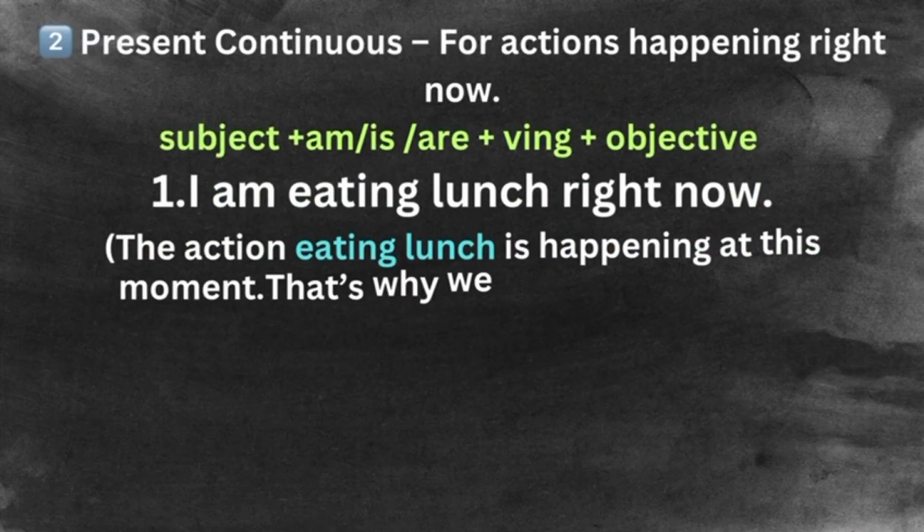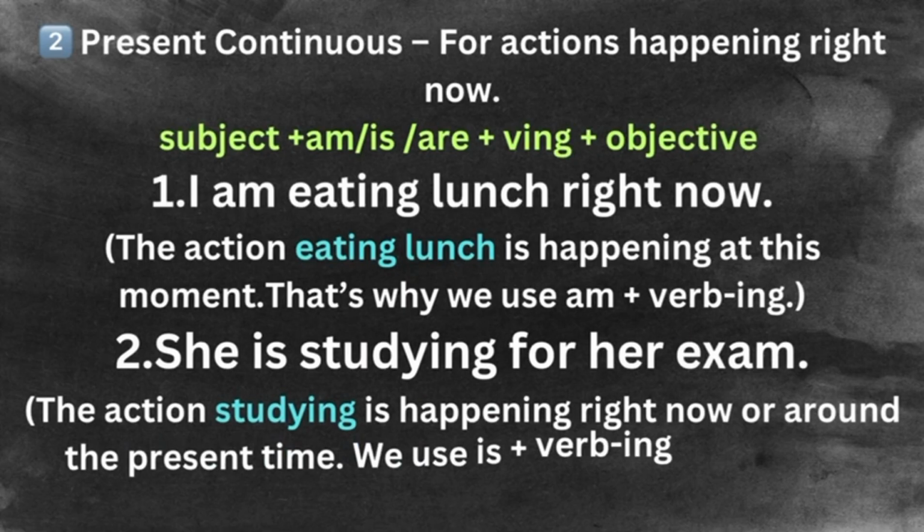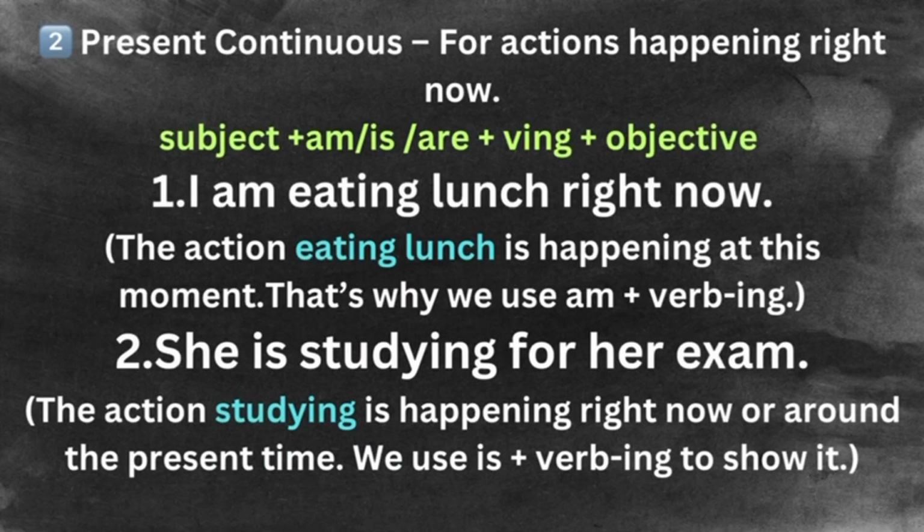Second is continuous tense, for actions happening right now. Subject plus am/is/are plus verb-ing plus object. For example, I'm eating lunch right now. The action eating lunch is happening at this moment. That's why we use am plus verb-ing.